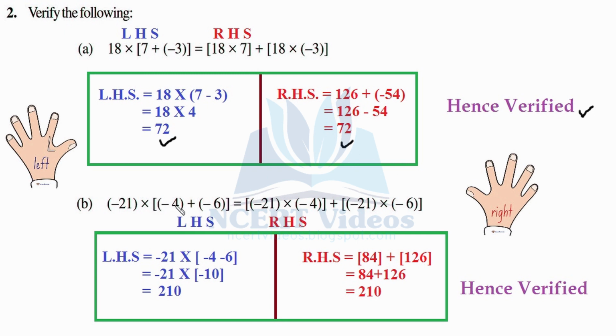In this manner, we will do the second part, separating it with left hand side and right hand side, solving them separately, and if they are equal, then it is verified. Now, minus 21 as it is, solving first in brackets. It's a BODMAS rule. Minus 4 plus minus is minus, minus 6. Both are negative. We add them up and make negative sign. Now here it is multiplication.